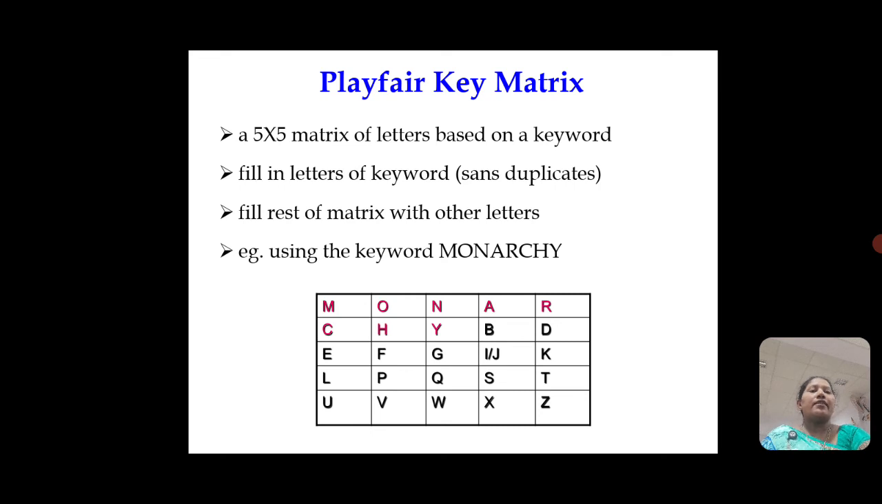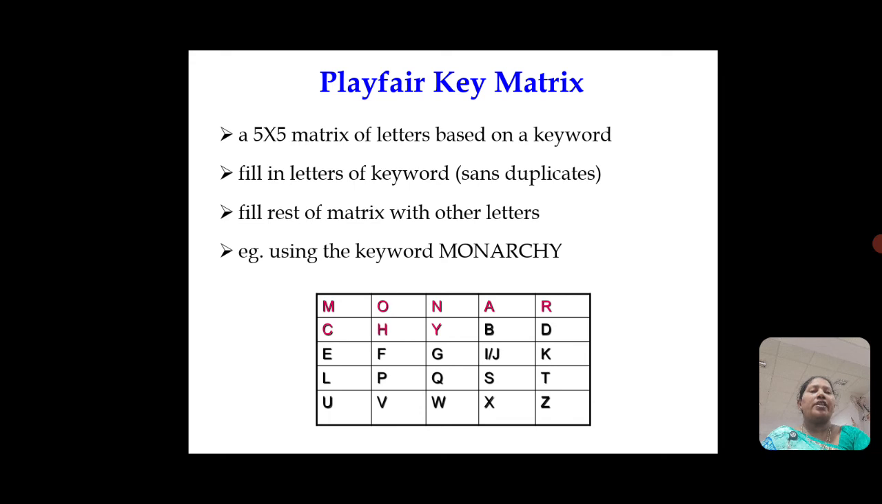So the first letter is A. A is there in the keyword MONARCHY, so you will leave that alphabet A. The next alphabet is B. Is B available in the keyword MONARCHY? No. So you can write that B. C is there in MONARCHY, so you will leave it. D is not there, so you will include D.